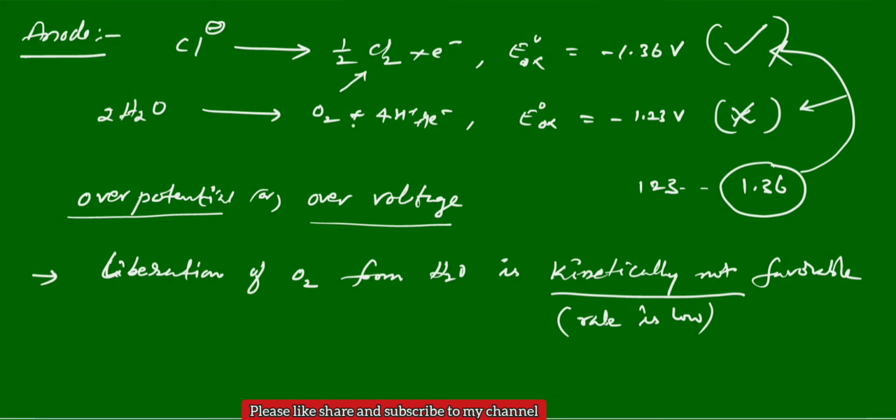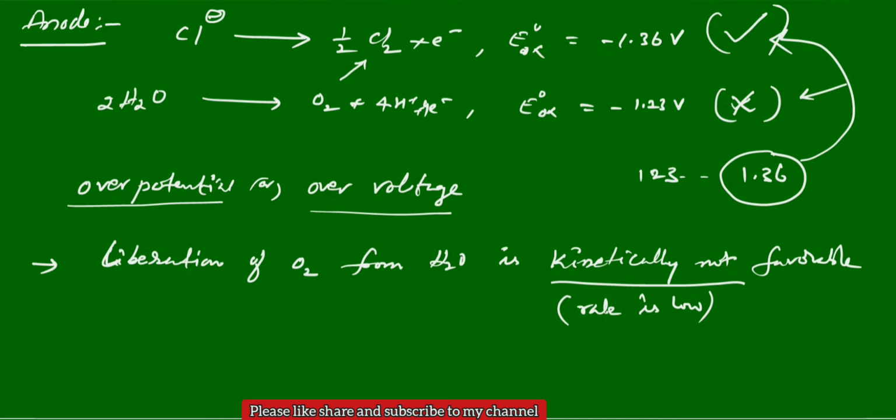So this is a small exception here. Instead of the electrode potential values, due to oxygen being kinetically the least reactive for liberation, chlorine gas can liberate. That is called overvoltage or overpotential. Anyhow, like this we can identify the liberation of gases or compounds at their respective electrodes.